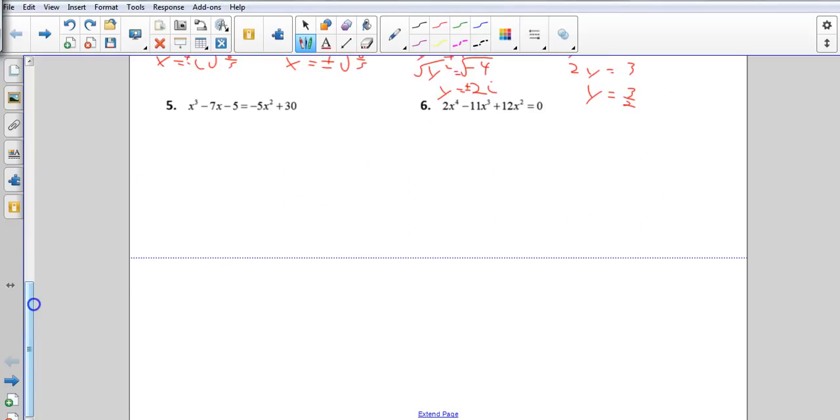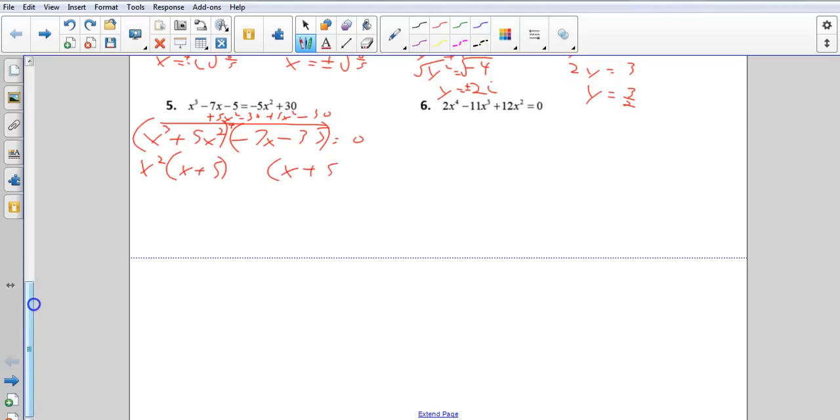Number 5. Got a lot of stuff to move. I need to add 5x squared and subtract 30 from both sides. Show your work to make sure you don't make any mistakes. If I write it in descending order, I get x cubed plus 5x squared minus 7x minus 35 equals 0. Now I'm going to group them. I can take an x squared out of here and get x plus 5. That's what I want over here.